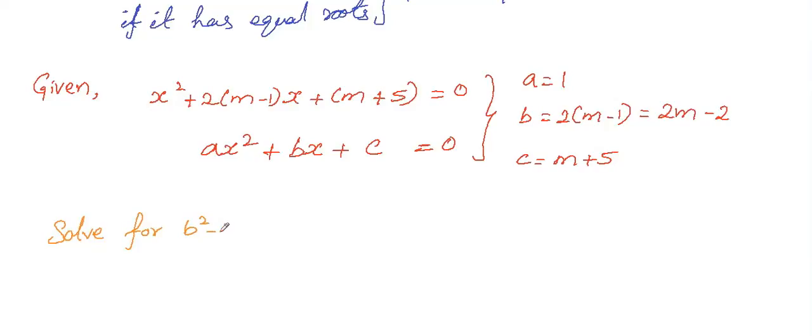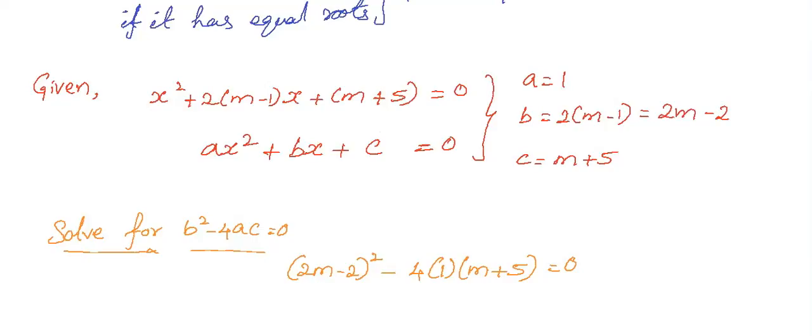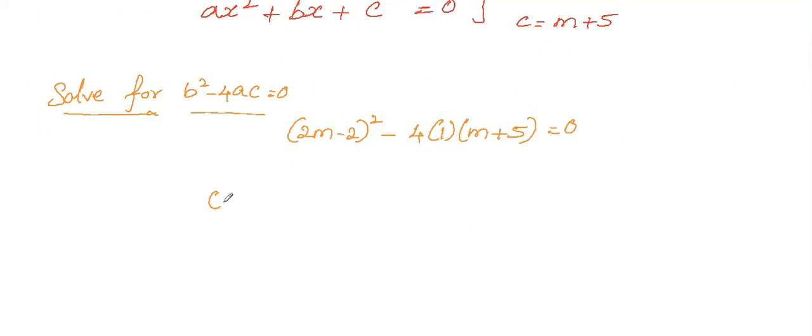Now solve for the discriminant equals to 0, which is b square minus 4ac equals to 0. So here the b value is 2m minus 2, just substitute that. So (2m minus 2) whole square minus 4 into a value 1 and the c value is m plus 5 equals to 0. Now expand this.